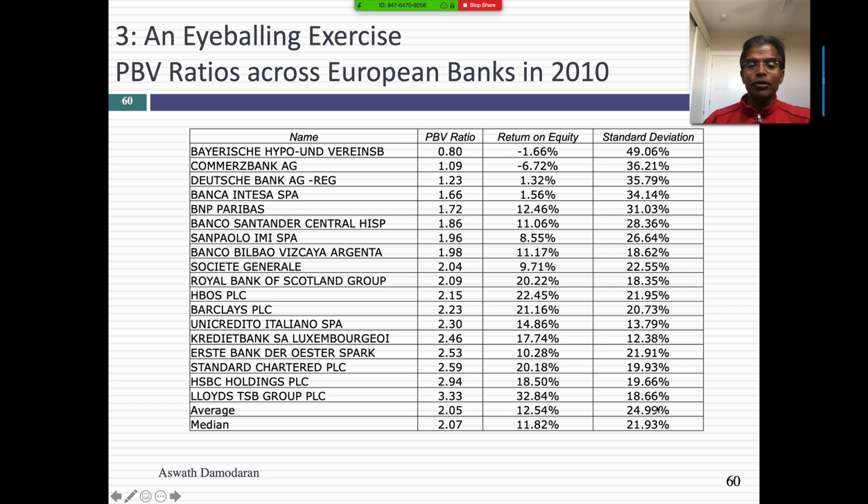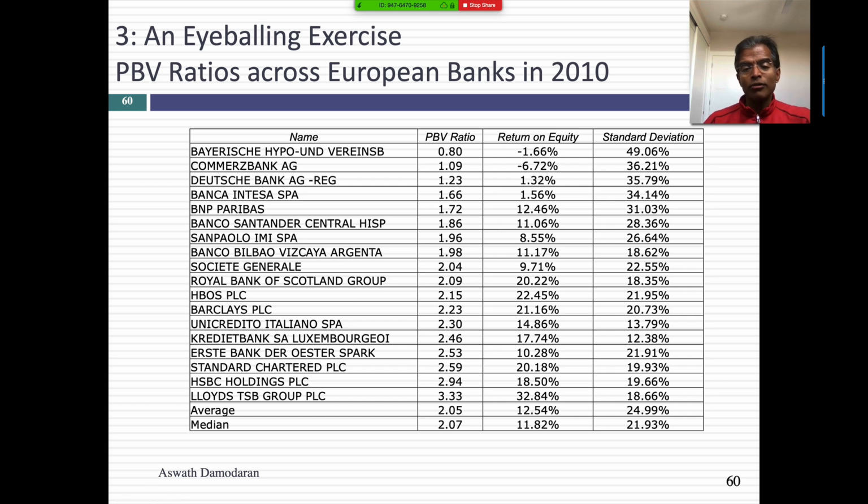Before I go any further, remember the variables that drive price to book. Other things remaining equal, higher return on equity companies should have higher price to book ratios, right? And other things remaining equal, higher risk companies should have lower price to book ratios. Even eyeballing the data, you can see that tends to be true. As your return on equity increases, your price to book goes up, and as your standard deviation increases, your price to book goes down. But again, storytelling can get you only so far.